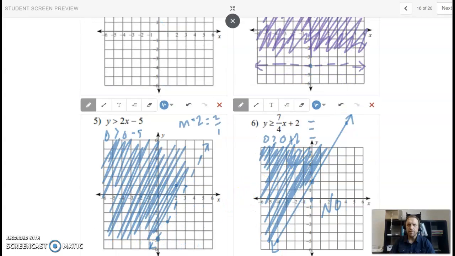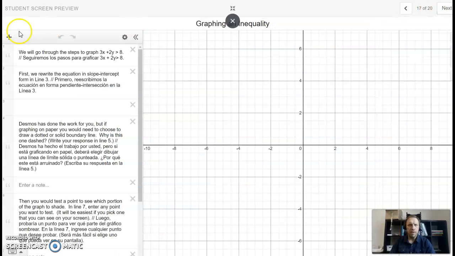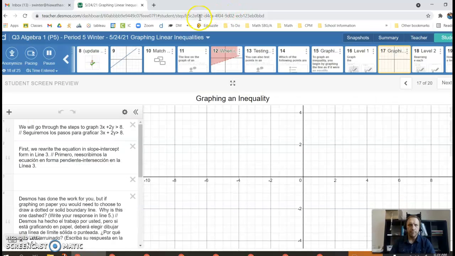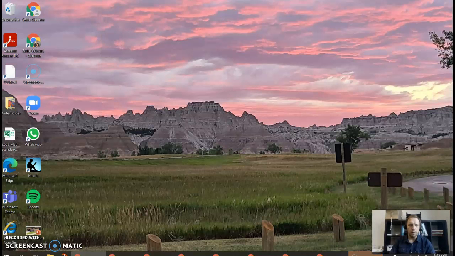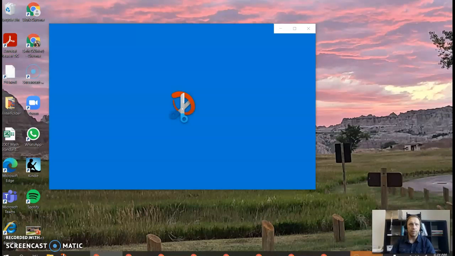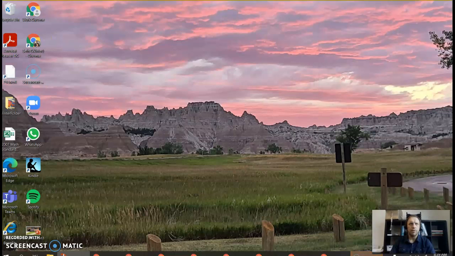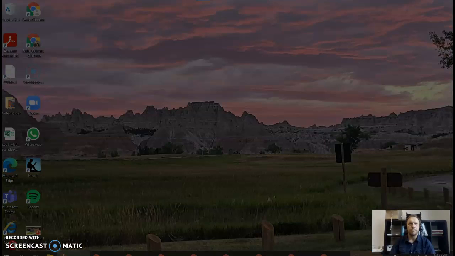All right? We're going to do this again in a couple. And so the idea here is we're going to go through the steps to graph 3x plus 2y is greater than negative 8. So we have to first write it in slope-intercept form, right? So the idea is if we want to be able to graph this, we want to be able to graph it in slope-intercept form. So let me grab my snippet tool just so that we can walk through this a little differently. Or we can walk through how to write it in slope-intercept form.